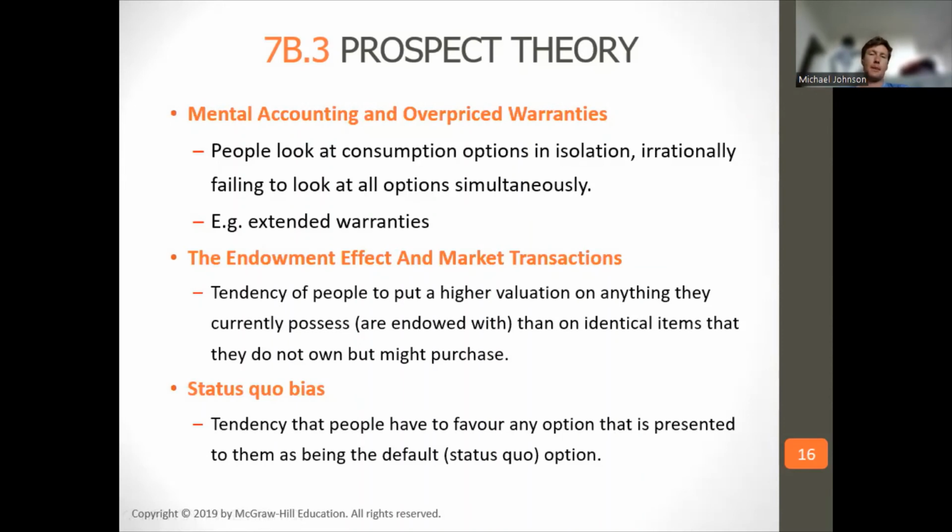So they sell extended warranties because a lot of people go for those. And then endowment effect and market transactions. People put a higher valuation on things that they currently possess or are endowed with than on identical items that they do not own but might purchase. Status quo bias: people favor any option that's presented to them as being the default status quo option.